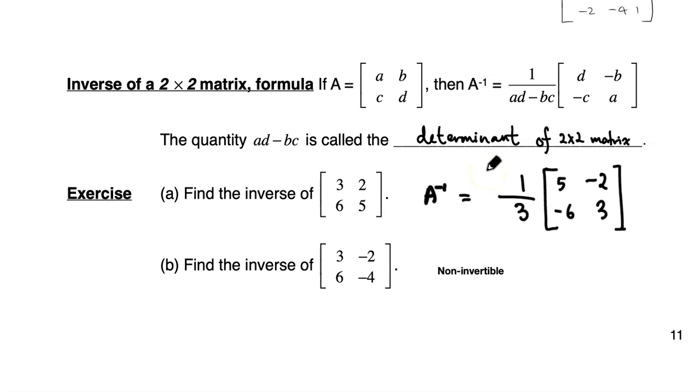But of course, for 2x2 matrices, we have a formula that we know since pre-calculus. So the inverse of A is 1 over ad minus bc times d, negative b, negative c, a. And this ad minus bc is called the determinant of the 2x2 matrix. So here's the first example, finding the inverse of 3, 6, 2, 5. And in some cases, we will see that the determinant is 0. 3 times negative 4 minus negative 2 times 6. So that means matrix A here is not invertible.